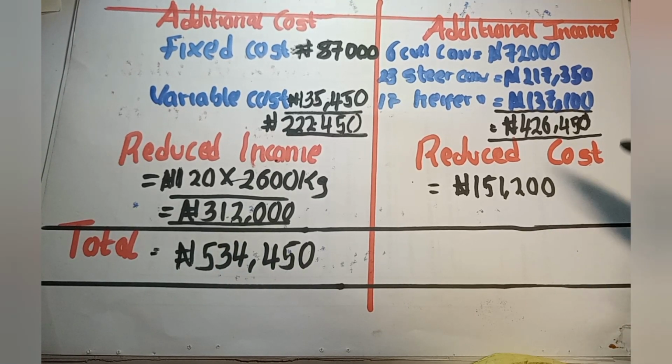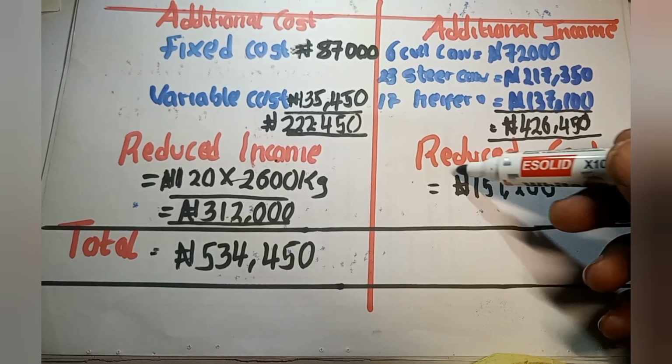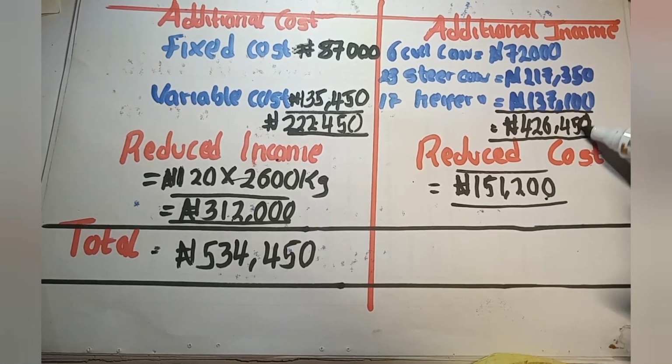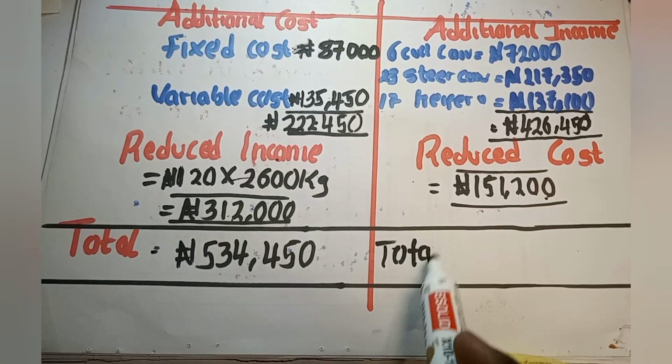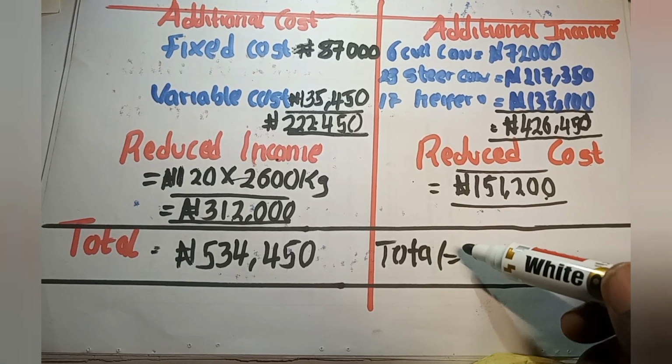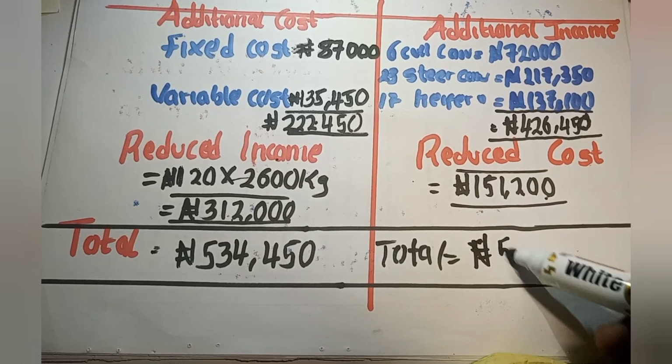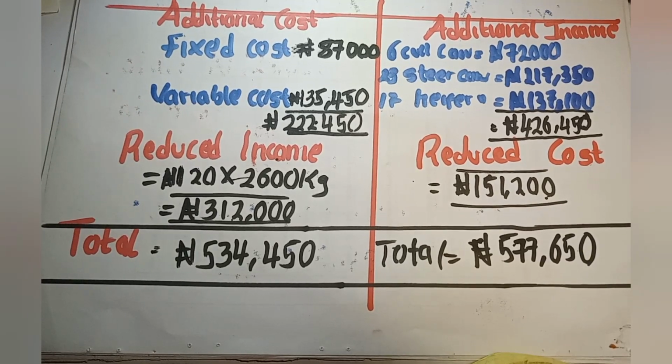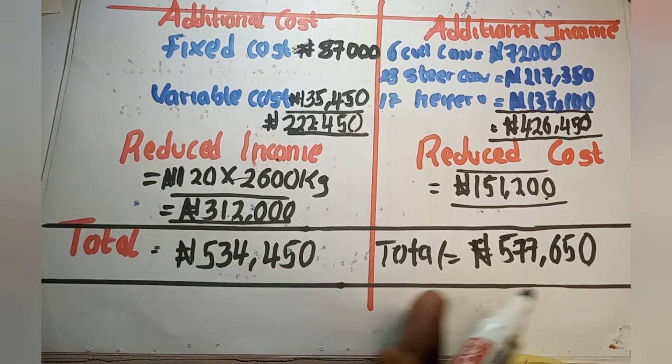Now let's proceed to additional income. I have already had all this together, so it gave me this, and this is the reduced cost that I got from my previous calculation. So the next thing I'm going to be doing now is to add all this and this together. So I'm going to be having 426,450 naira, that's this one, plus 151,200. That's 577,650 naira. The total for this one, let me put total also, as I have it on my right hand side. Yeah. So this is the total for this, and this is total for this.